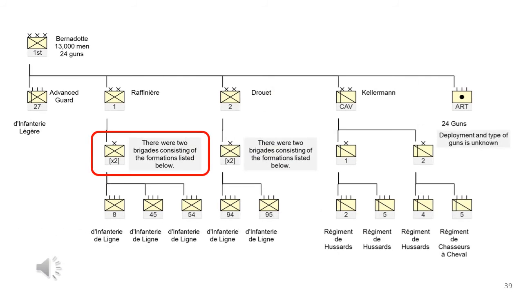Let's now look at a standard infantry corps. This shows the first corps in 1805. The light infantry was independent and acted as the advanced guard of the corps.